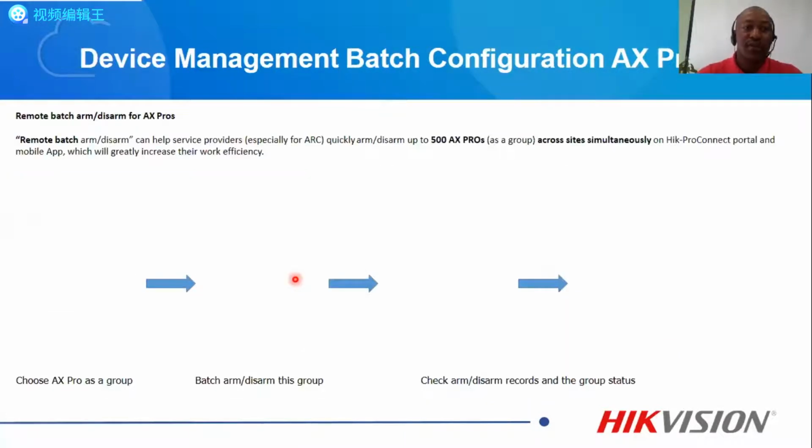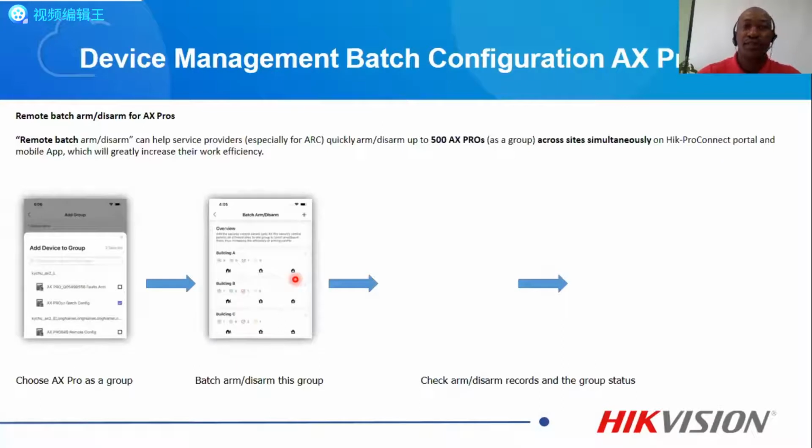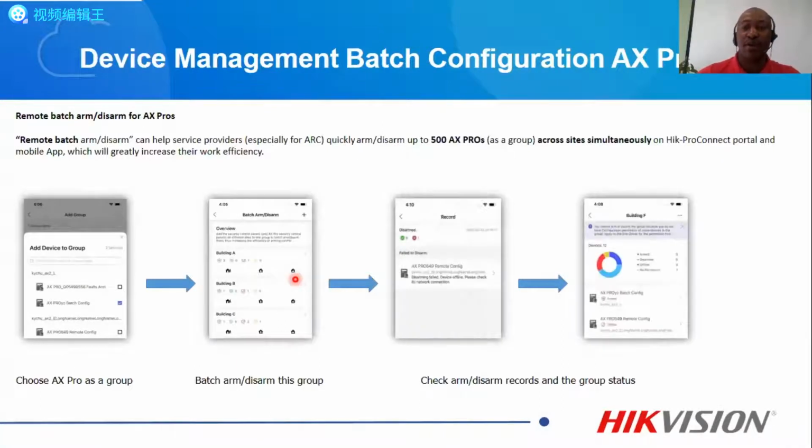Right, the next one we'll look at is the batch configuration for our HikPro devices. Our HikPro will be our alarm systems, our HikPro alarms. With this, you're able to arm or disarm up to 500 HikPros at a time. So what you will do is create a group. For instance, if you're managing your client sites, and they've got HikPros, you can create a group of all those HikPros that you want to arm and disarm at the same time.